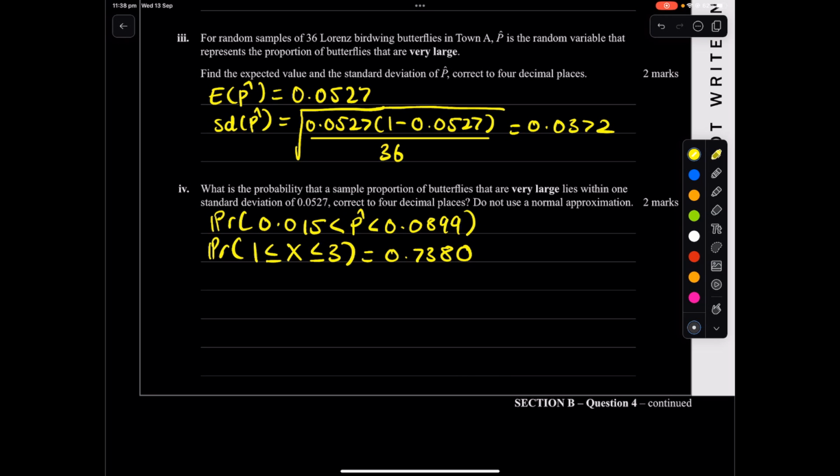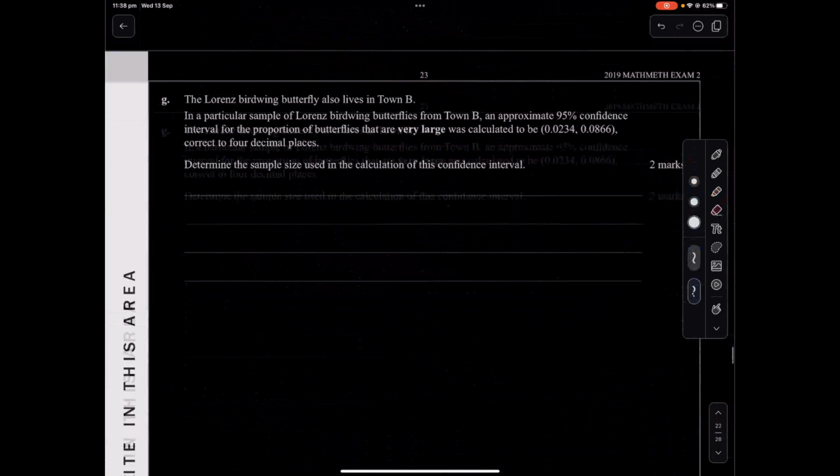What is the probability that a sample of butterflies that is very large is within 1 standard deviation of this? So 1 to 3, so we know that there was 36, 0.0527. Yeah, I hope that's right. I need to double check the answers.